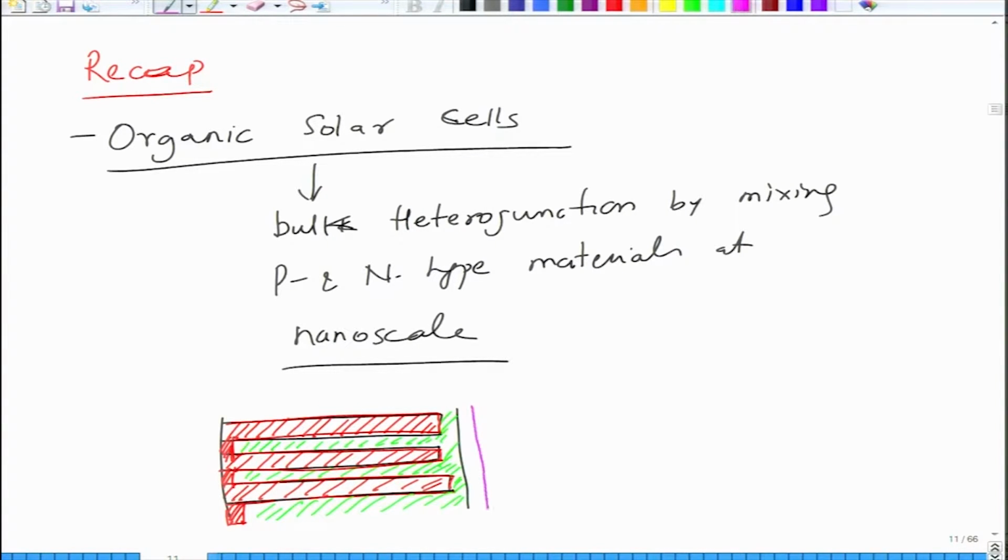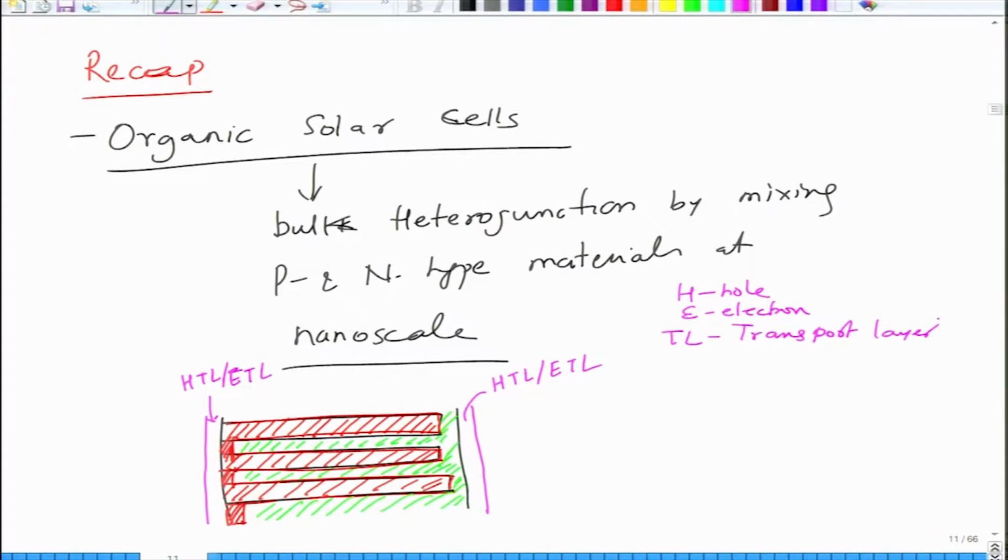And on the two sides, we also have carrier selective layers. We call them HTL or ETL, hole transport layer or electron transport layer. So H is hole, E is electron, TL means transport layer. Some people also call them hole blocking layers or electron blocking layers because they block the other carriers. Then we will have electrodes on the two sides. So this is the typical device structure that you will see.